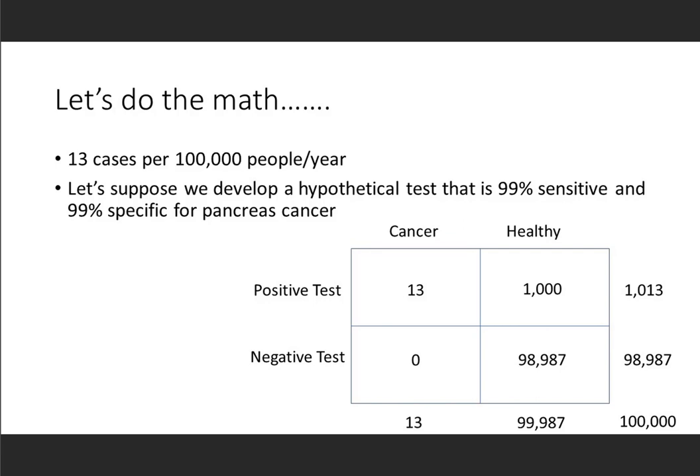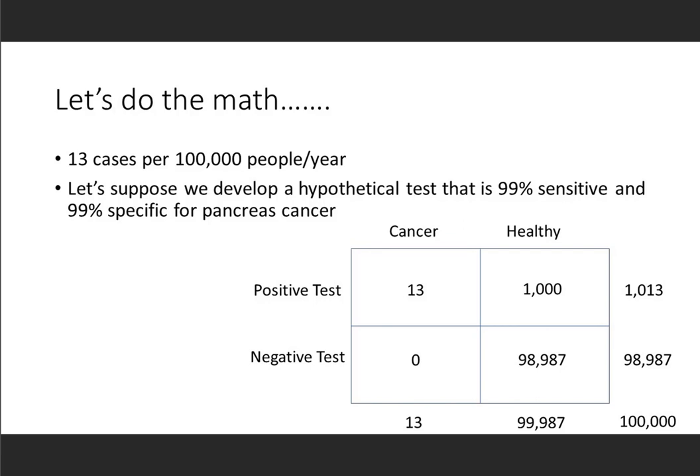And I hope you can see my pointer. I'm not quite sure, but let's start here at the top. So the 1.5% lifetime risk translates into about 13 new cases for every 100,000 people or Americans per year. And let's suppose we develop a brand new, novel, state-of-the-art blood test, or any test that could diagnose pancreas cancer with 99% sensitivity and 99% specificity.